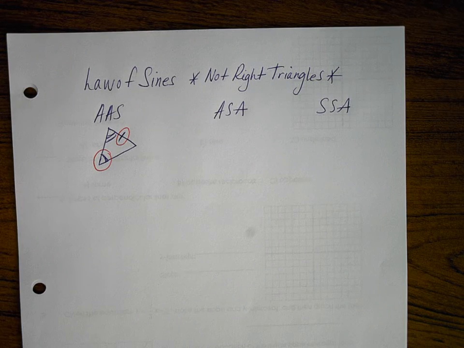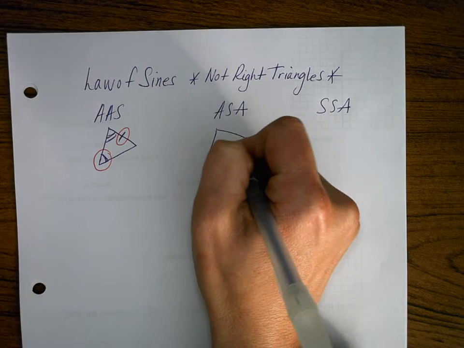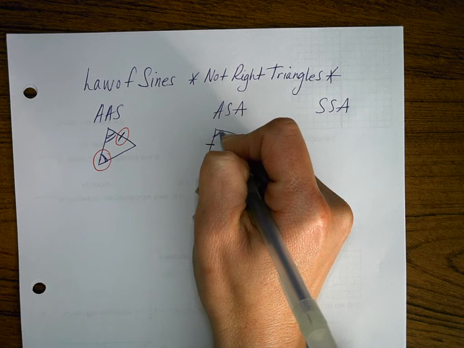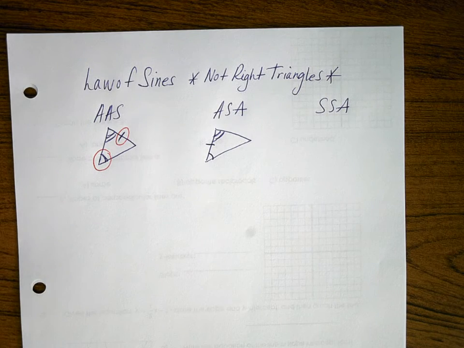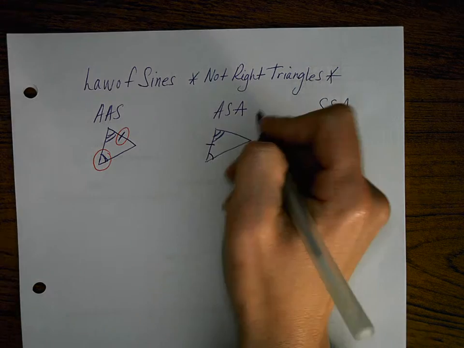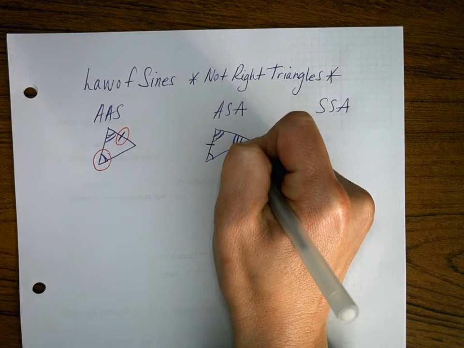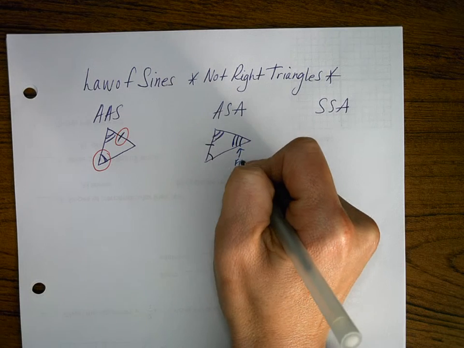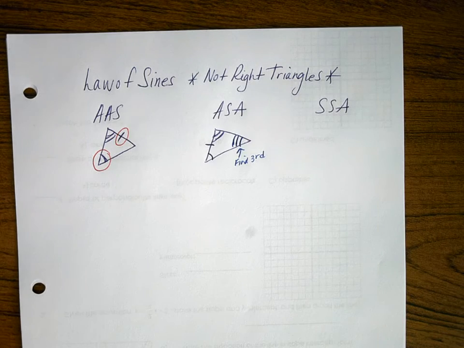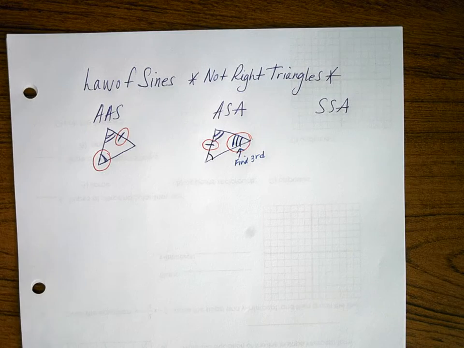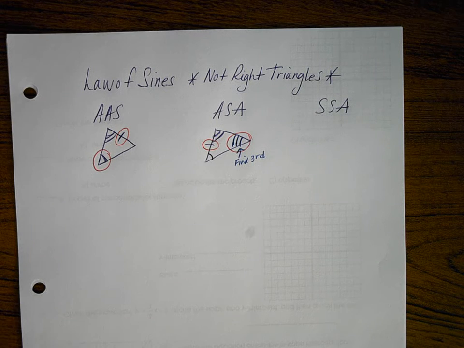All right, now let's take a look at angle, side, angle. An angle, then a side, and then another angle. Is this going to work with law of sines? Why? All right, first of all, we got some work to do. We've got to find that third angle, but then once I find that third angle, I have an angle and the side across from it.